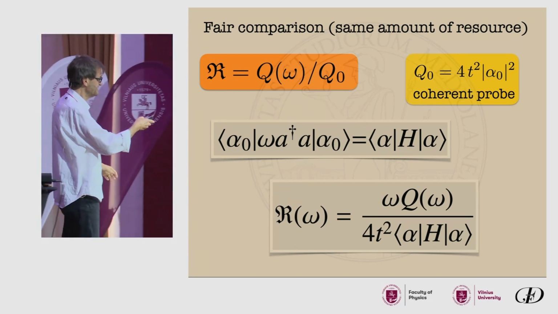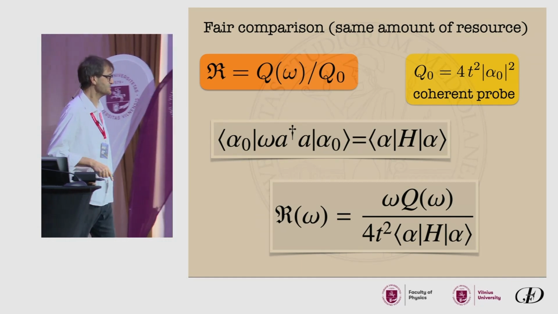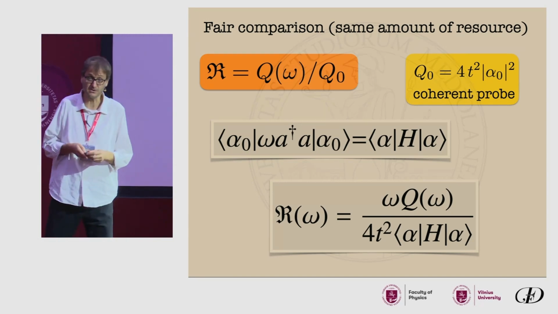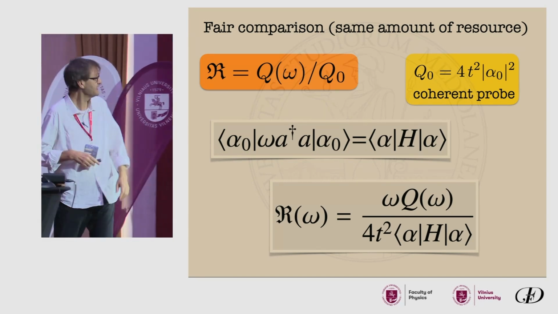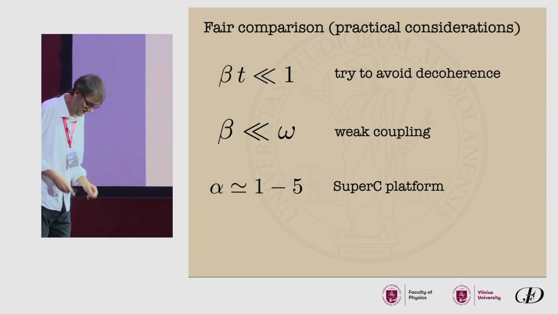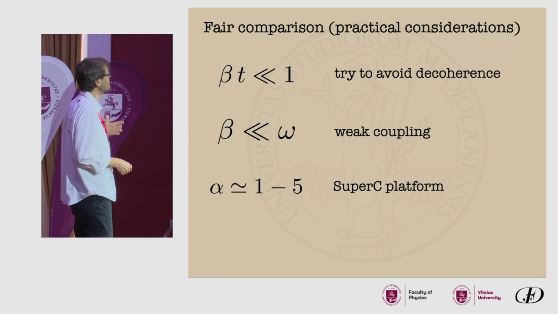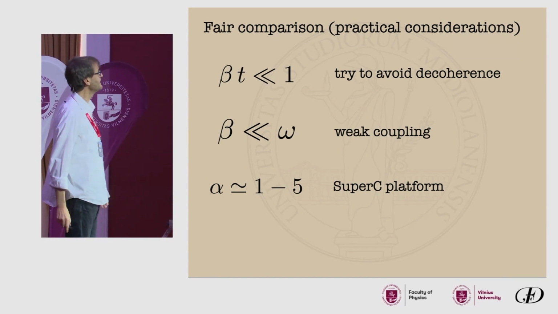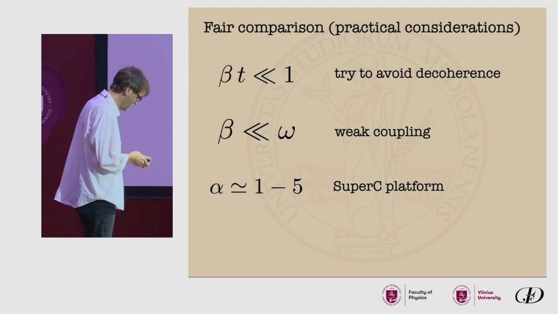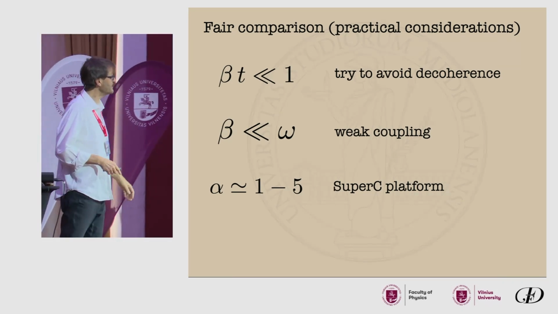And so we impose this, and so the final expression of this ratio is this one, and we wanted this to be larger than one in order to gain something. And again, some consideration. We would like to provide a fair comparison, also taking into account practical consideration. And so we restricted ourselves to this range of parameters.